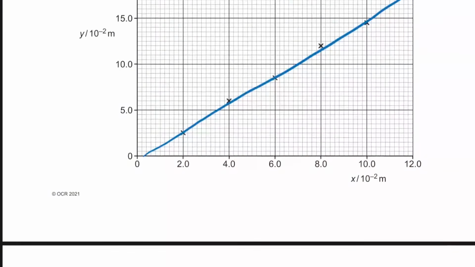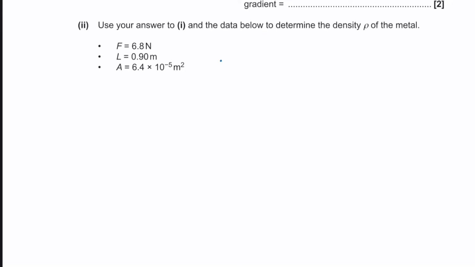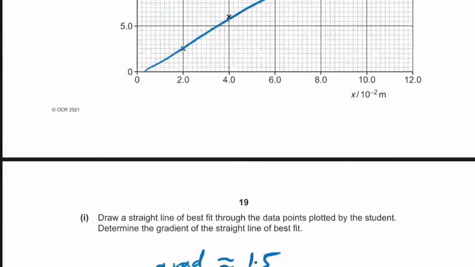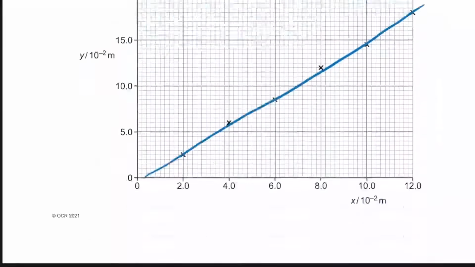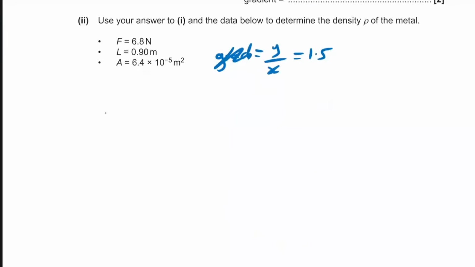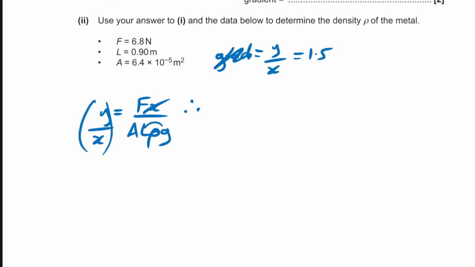So this graph is y against x. So we know that the gradient is equal to y over x. And we said that's about 1.5. Our equation was, wait, what was it? y equals Fx over L rho g. So we can just pop the x over the other side there. So therefore we're looking for rho. So let's just, well, I'm going to say that that's gradient, all right? I'm going to call that m.